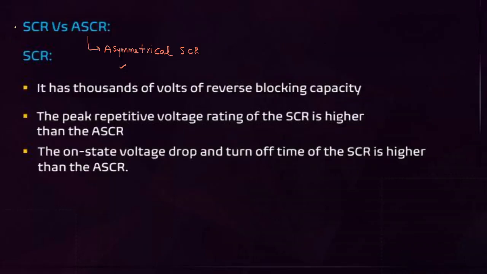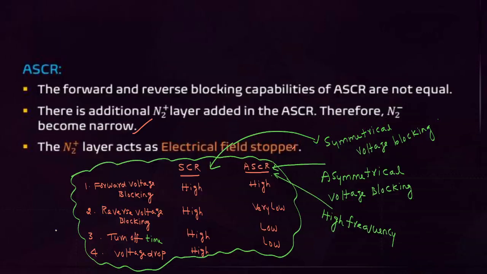These are some differences between SCR versus ASCR. ASCR is nothing but asymmetrical SCR. Please go through this point; here I have given a summary. Please concentrate here on SCR and ASCR. Forward blocking voltage is high in SCR, and ASCR is also high. Reverse blocking voltage is high in SCR, but it is very low in ASCR. Turn off time is high in SCR. Turn off time is low in ASCR.